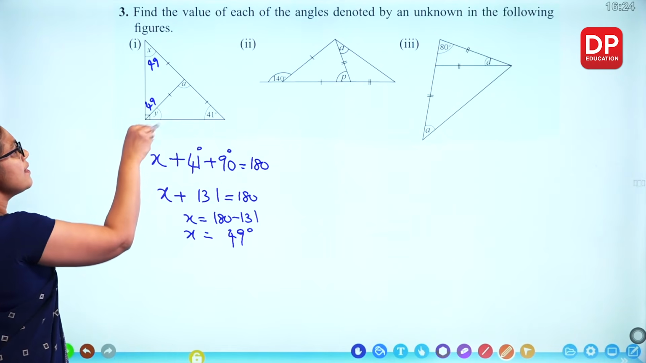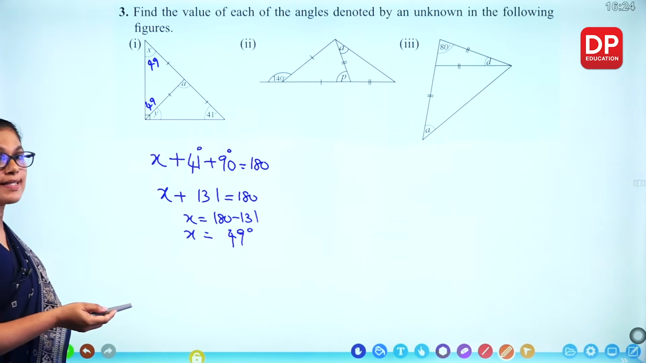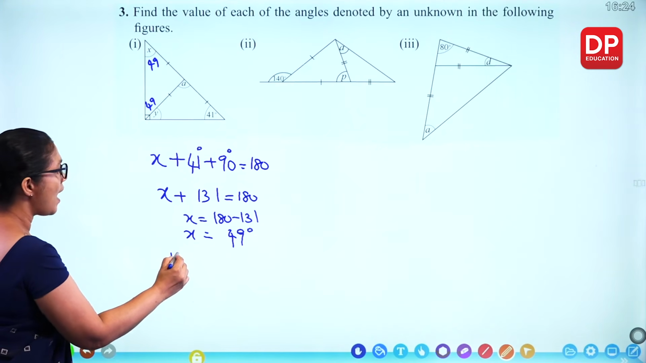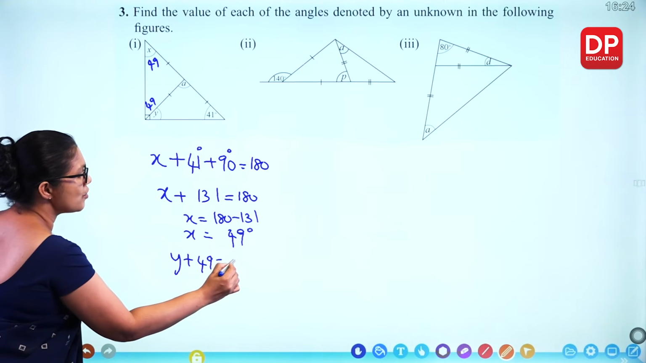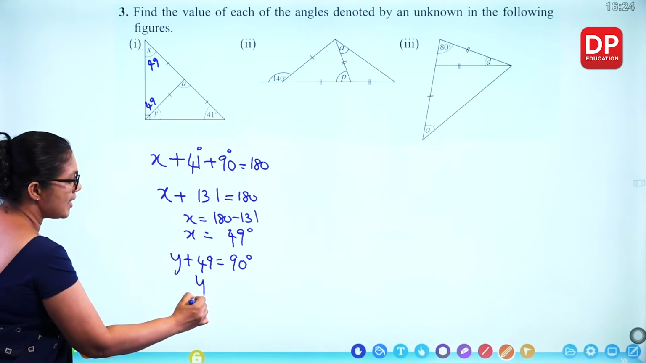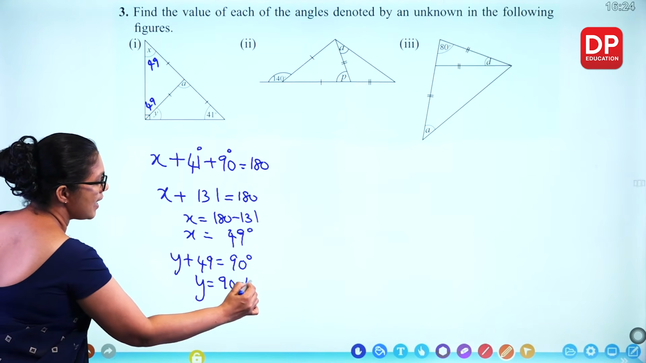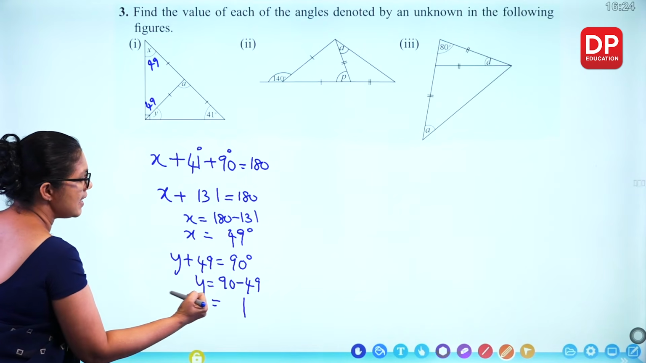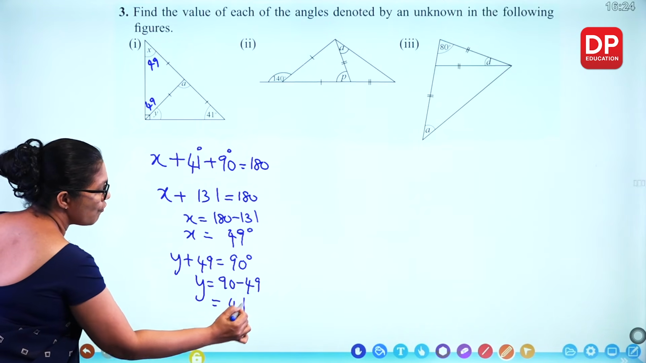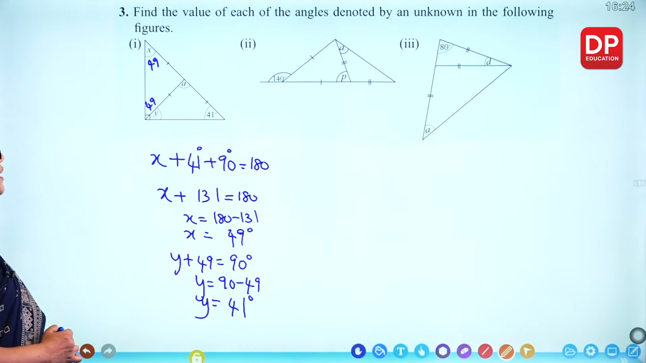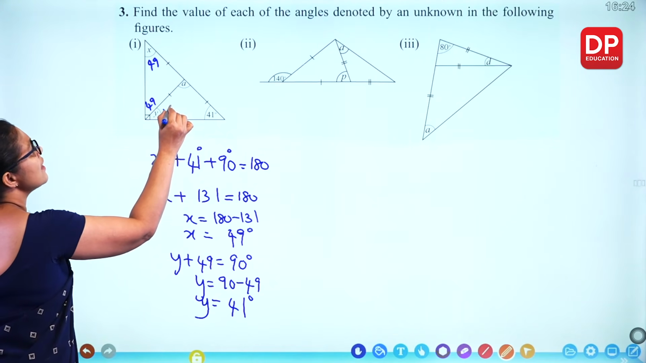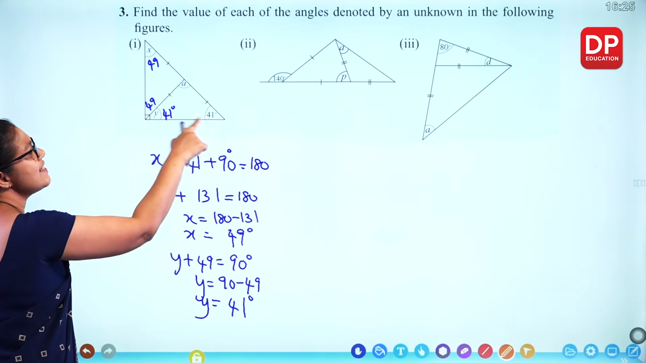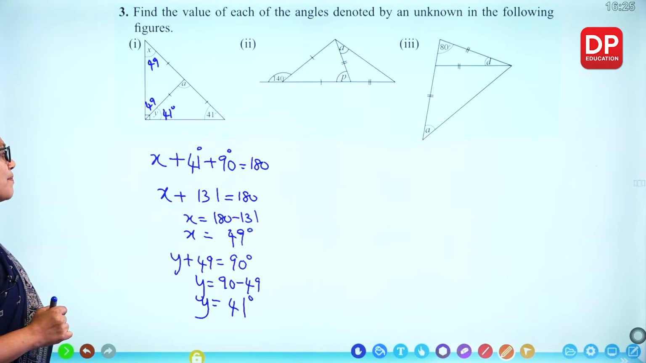Now look at this carefully. Both these two angles add up to 90. You can easily find out the y value. So here y plus 49 is equal to 90 degrees. So how do you find y? You subtract 49 from 90. So what's the subtraction? 1 remaining, 5 and 4. So 41 degrees for the y value. So here this is 41. Can you see, without doing that, this is also an isosceles triangle. Easily you can apply the theorem.